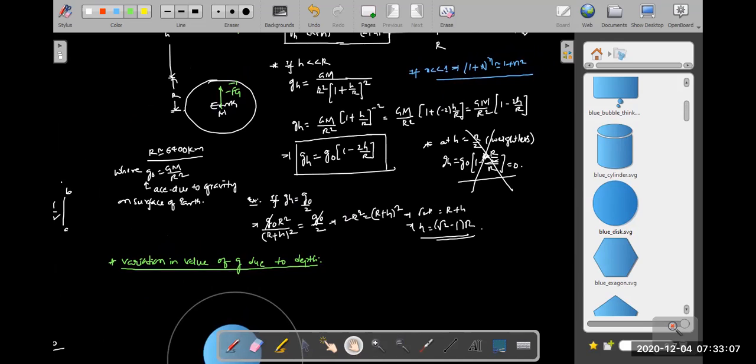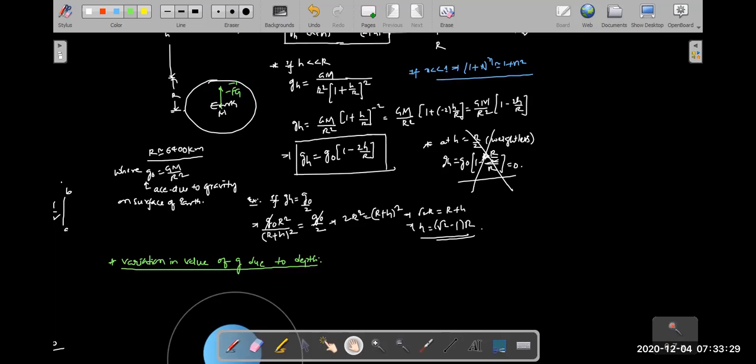Do you mean that when you take the minus, this could have been minus root 2 plus R? I'm not talking about this example. I'm talking about the variation in value of g due to depth. I think it will be r minus h whole square in the original formula. Let's see. So he wants you to explain the example.